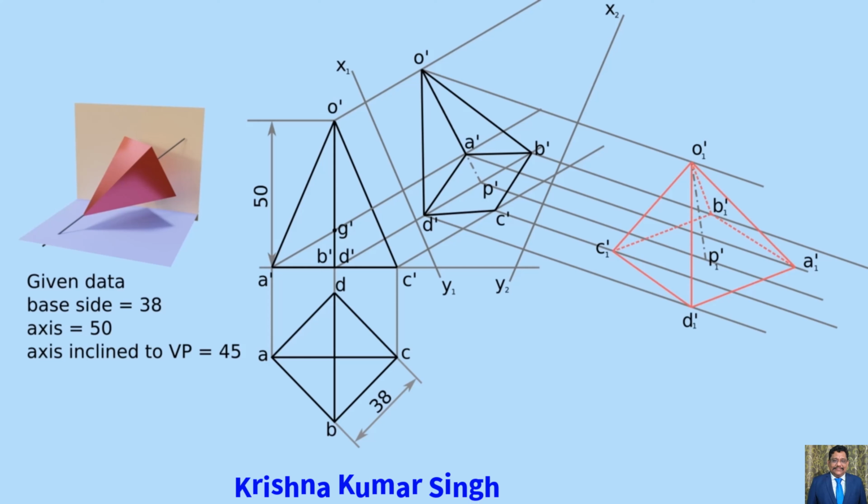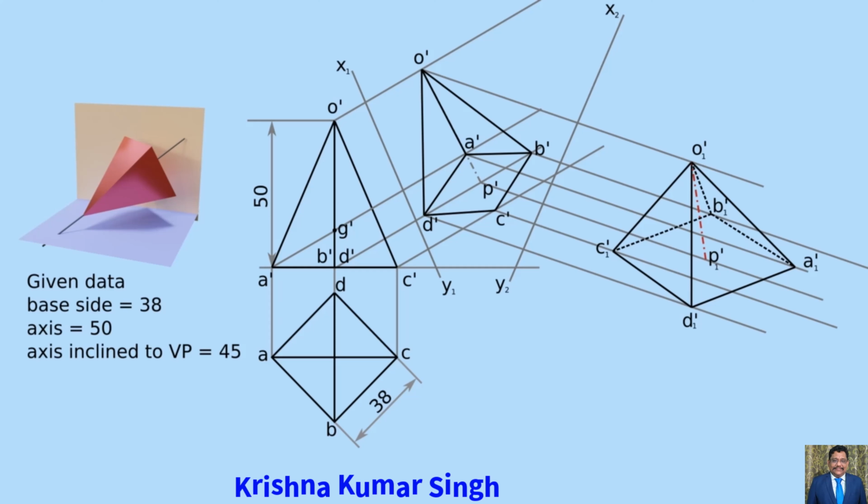Join these points to project it as a square pyramid. We cannot see the back portion of the square pyramid, so draw O1', B1', B1', A1' and B1', C1'. This is the final auxiliary view of the problem. In this view, the axis is inclined at 45 degrees and it is projected in the auxiliary plane X₂Y₂. This is how we can project an auxiliary view of an object.